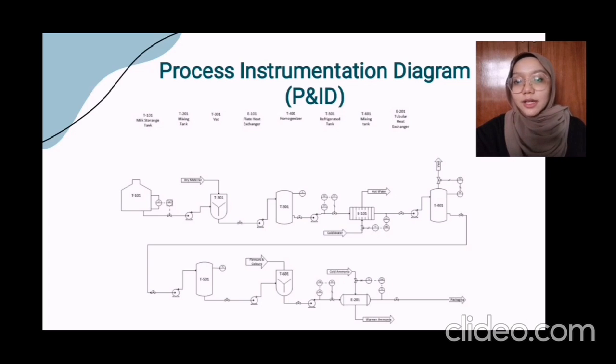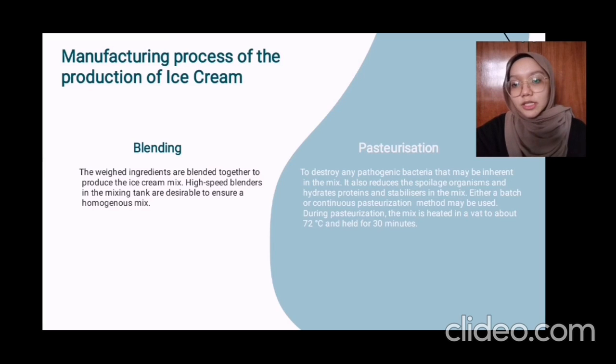This is the PNID diagram for the production of ice cream. The first stage is blending, where ingredients are blended together to produce the ice cream mix. This is where the red palm oil is used as fats in the production of ice cream. High-speed blenders in the mixing tank are desirable to ensure a homogeneous mix.